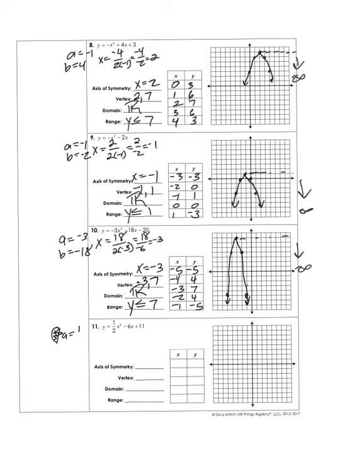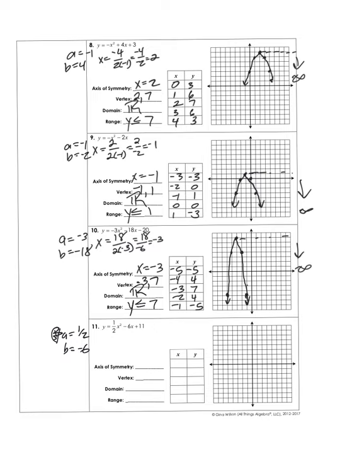Last example. A equals 1/2, B equals -6. So here we have an A value that is between 0 and 1. So far, we've only seen when A is 1 and when A is greater than 1. We haven't seen a fraction as the coefficient of A.